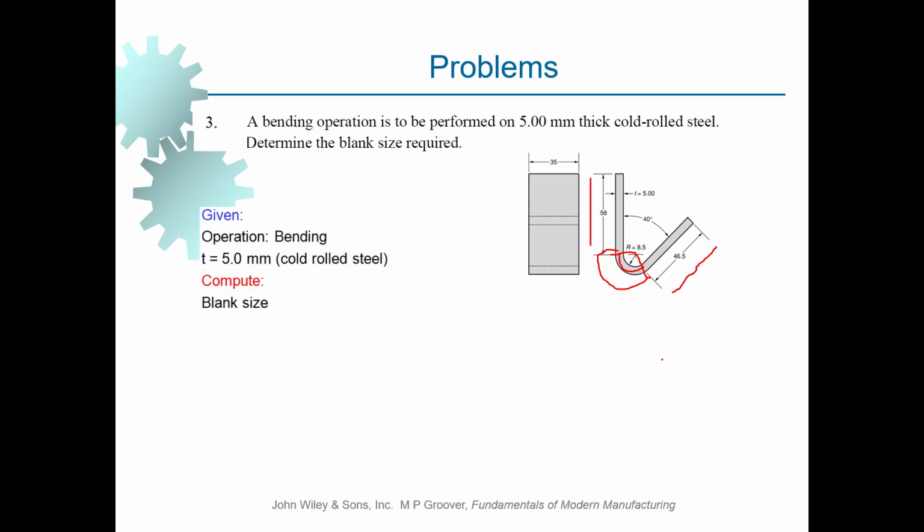So what we do is to write down what we are given. Operation is bending, thickness is given, type of the material is also provided, and we are to determine the length of the sheet metal, which is also given. So the length of it is to be computed when it is straight.